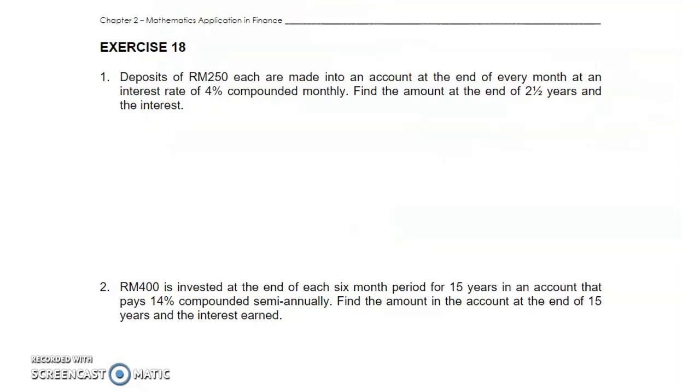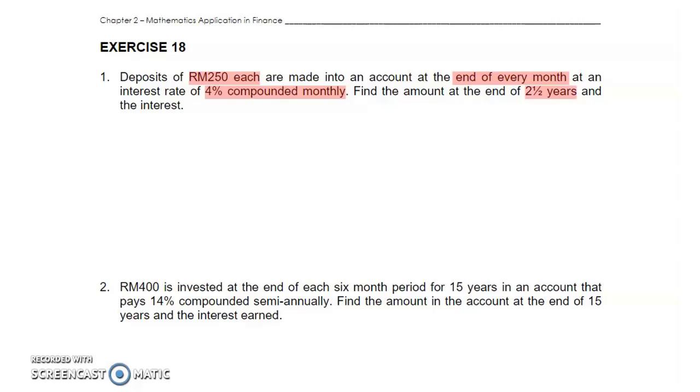Okay, now let's look at an example here. Look at number 1. Deposits of 250 ringgit each. Okay, this is the keyword for periodic payment. 250 ringgit each are made into an account at the end of every month. So just now, ordinary annuity means that the payment is made at the end of the payment period. So end of every month, at an interest rate of 4% compounded monthly. Find the amount at the end of 2.5 years and the interest.